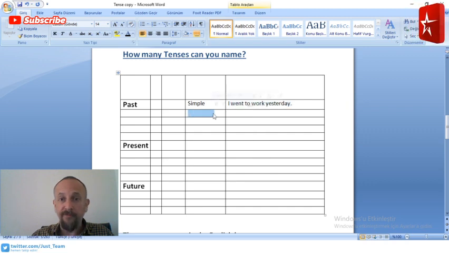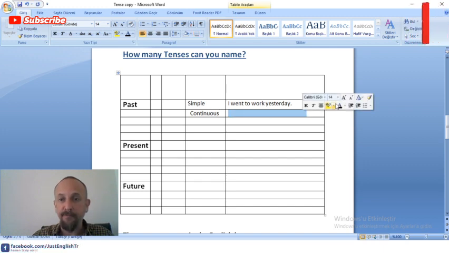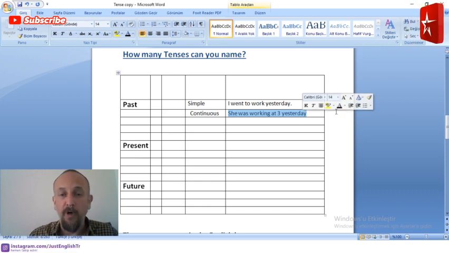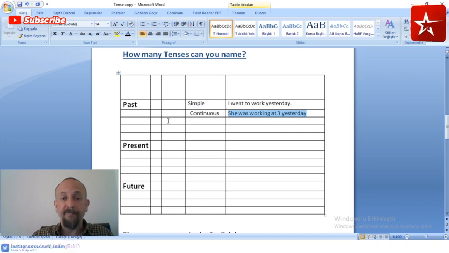Some of you may also have present continuous. I'll just put an S there. Past continuous, and an example of a past continuous sentence would be something like this. She was working at 3 yesterday. You may also have something like, I don't know.